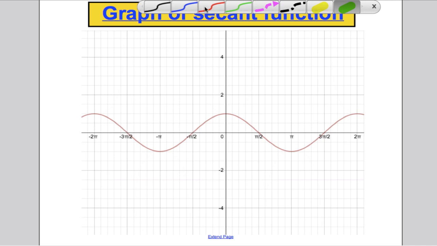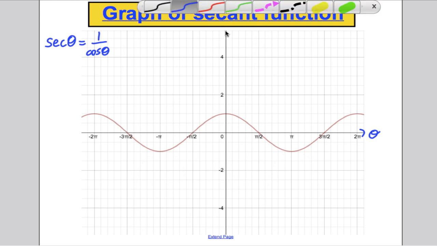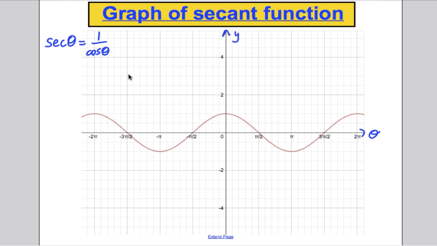Now, secant, or sec of theta, is defined to be 1 over cos theta. So here I've drawn the cos theta graph. Here's theta along here, and the y-axis is y equals cos theta. That's what I've drawn here. So I'm just going to rub that out there. That's our y-axis. And the question is, what does sec of theta look like if cos of theta looks as so?